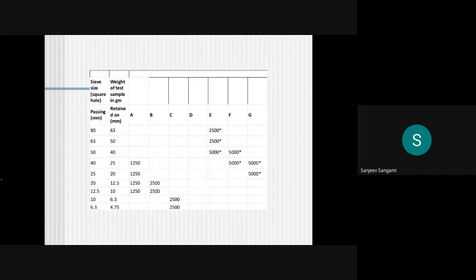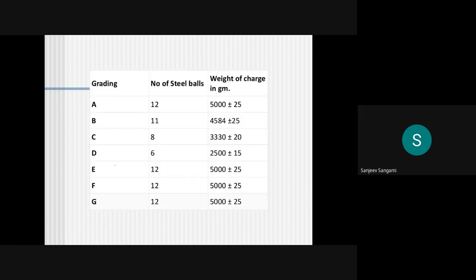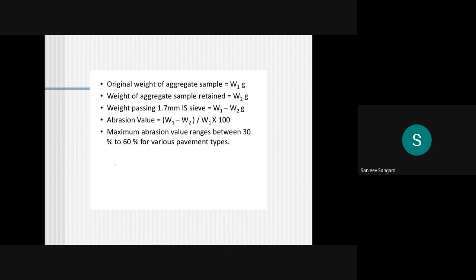Okay, so this is the table: A, B, C, D, E, F, G, H. This is the weight of the charge in grams, plus or minus, so like that you have to prepare. Then the original weight of the aggregate sample, then the weight of the aggregate sample retained, that is W2. Weight of passing the 1.7 mm IS sieve, that is W1 minus W2. Then abrasion values.